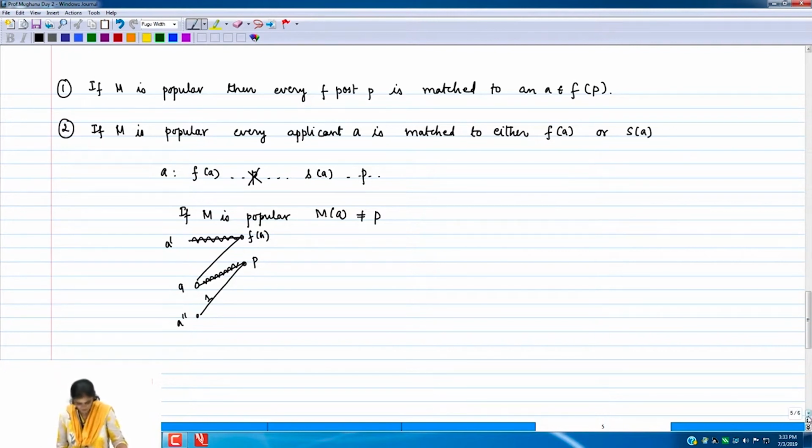So, is this the end of the discussion? Does this immediately tell us an algorithm? This tells us what a popular matching looks like. Can we immediately tell what the algorithm is to compute a popular matching? If you know so much about the structure of a popular matching, what is an algorithm that you will propose?